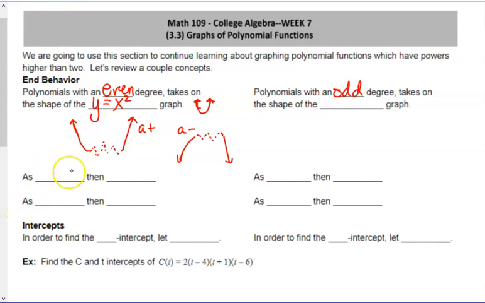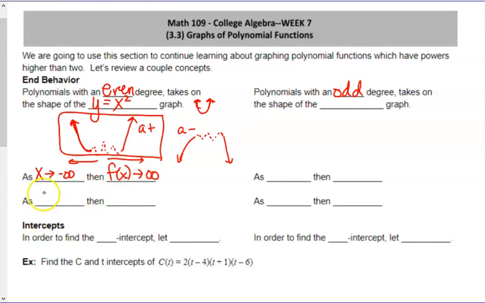So, for a positive, I'm going to recognize the end behavior of this one. As x goes to negative infinity, in this direction, our function goes to positive infinity. So f of x goes to positive infinity. If x goes to positive infinity, then f of x also goes to positive infinity. So we worked with that on end behavior out of Section 1.